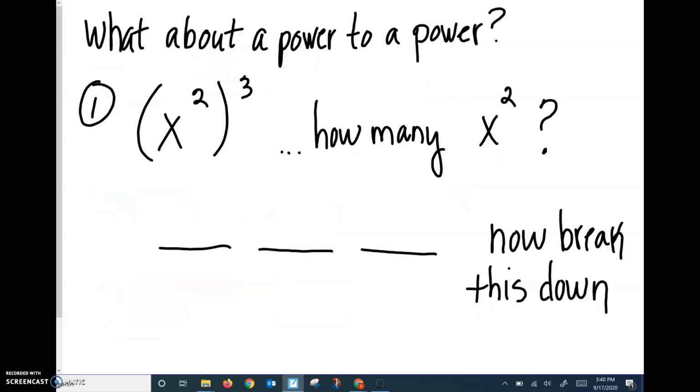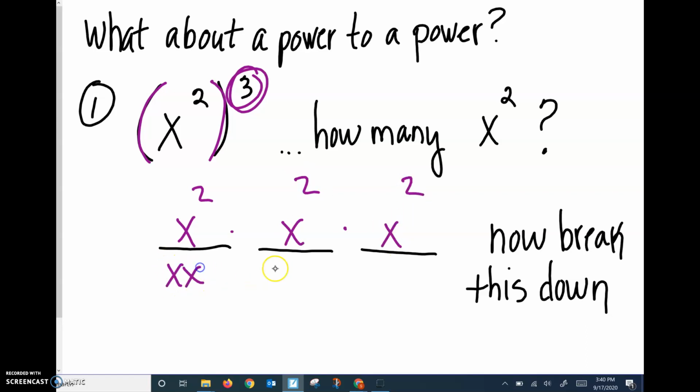All right, the last concept that we're going to talk about is something that's called a power to a power. So if you look at this first problem right here, we have x to the 2nd power. Well, that's taken to another power, so it's a power to a power. So how many x squareds do we have? Well, right here it says we have 3 of them. So I have an x squared, and an x squared.